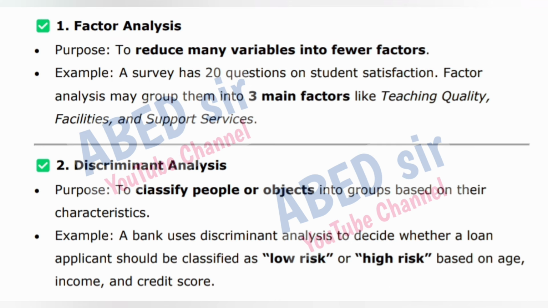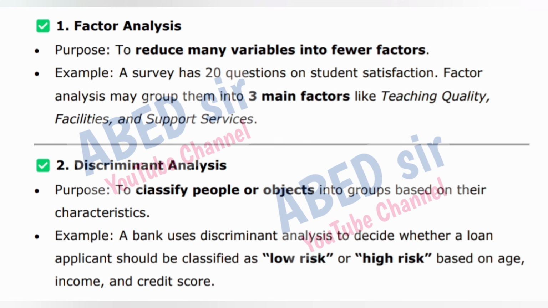1. Factor analysis. Purpose: to reduce many variables into fewer factors. Example: a survey has 20 questions on student satisfaction. Factor analysis may group them into 3 main factors like teaching quality, facilities, and support services.